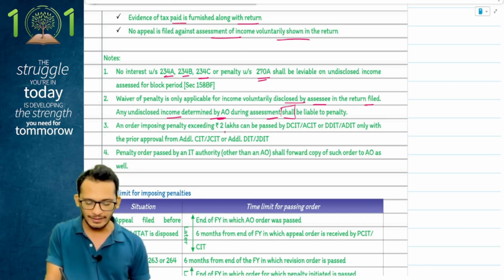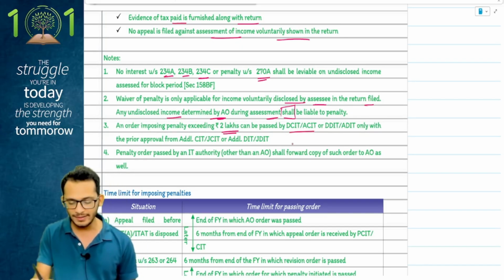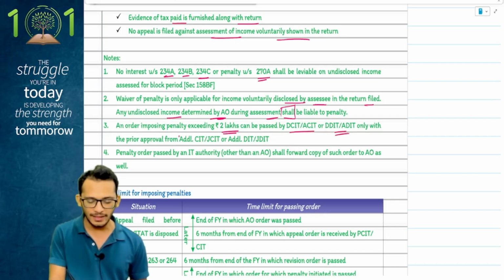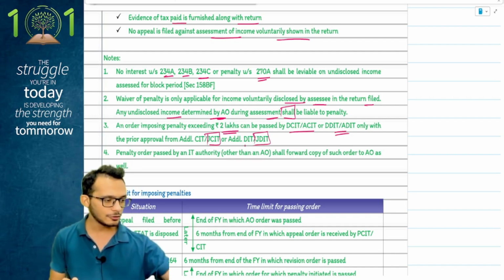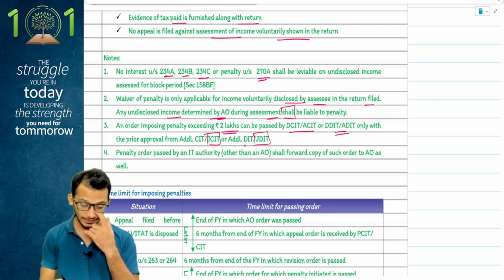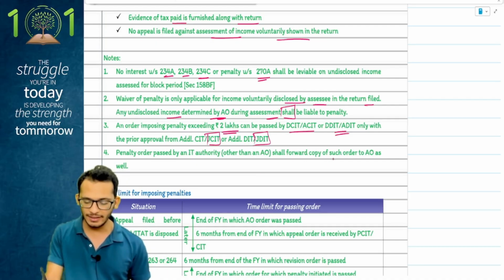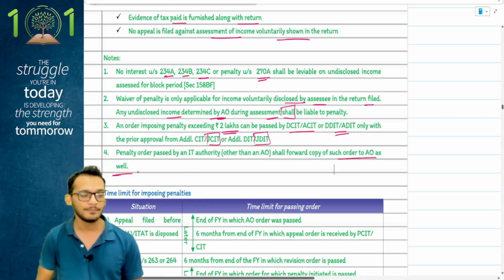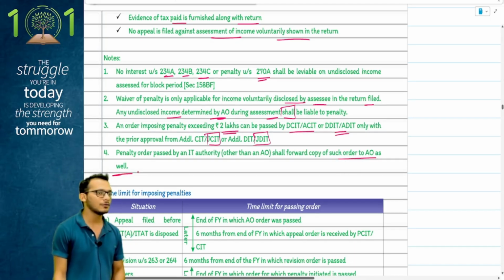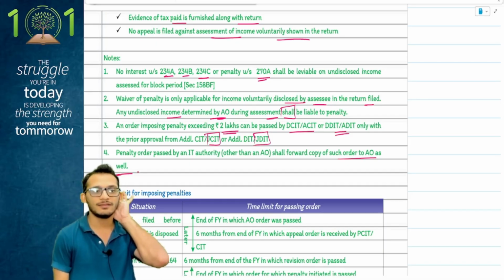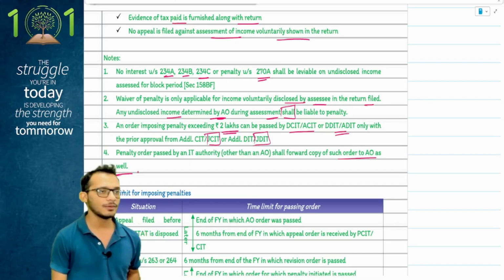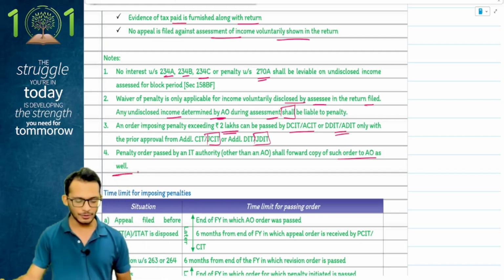Any order imposing penalty exceeding 2 lakhs can be passed only by DCIT or ACIT or DDIT or ADIT with the prior approval of their JCs. And finally, any penalty order issued by an IT authority other than an AO shall carry forward a copy of the order to the AO as well. Yes. So I'm simply coming and saying you have to pay a penalty. If it is more than 2 lakhs, then it is after approvals. Within 2 lakhs, you can do it yourself. Yes or no? Yes.